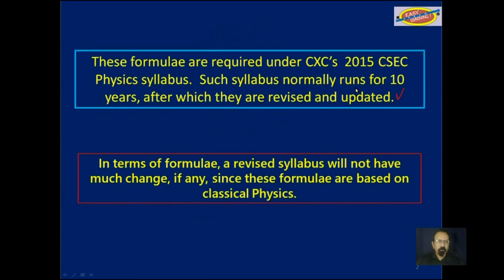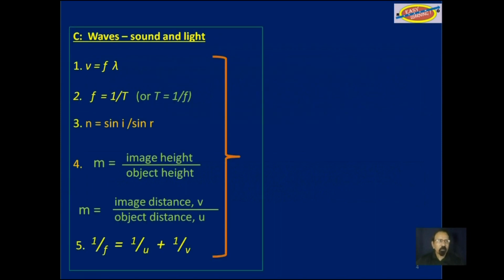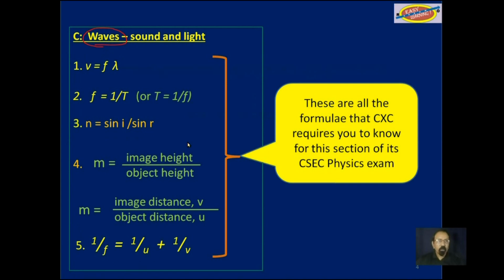You have seen that before, and this. We now turn our attention to the formula in section C, waves, sound and light. This section, waves, has these 5 formulae only, as required by CSEC for its physics exam.